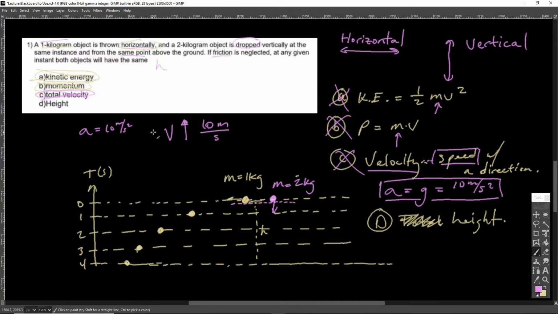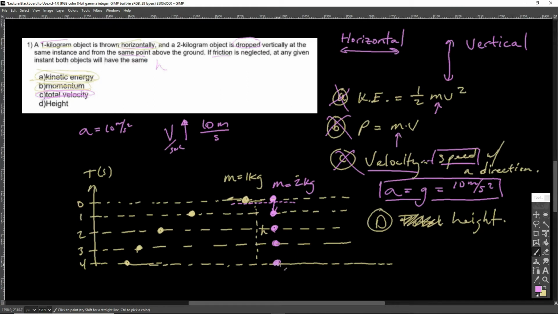It means, and I'll put here, velocity change per second. Velocity per second increases 10 meters per second. So here the yellow ball is going zero, right? And then in the vertical direction, the velocity is 10 meters per second, then 20 meters per second, then 30, and then 40, right? So same thing here. They're both accelerating at the same rate.